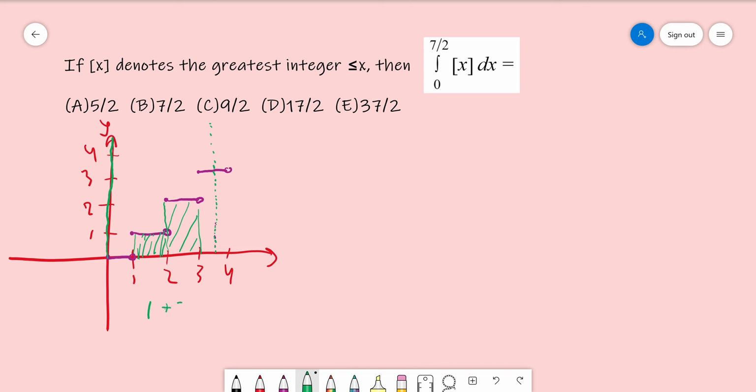So that's 2. And then finally, the area under the curve between 3 and 3.5 is going to be the height of this rectangle, which is 3, times the width, which is just 1/2, so that's going to be 3 halves. So what's 1 plus 2 plus 3 halves? That's 3 plus 3 halves, or 9 halves. So our answer is C.